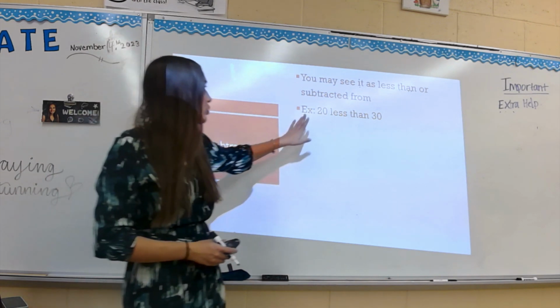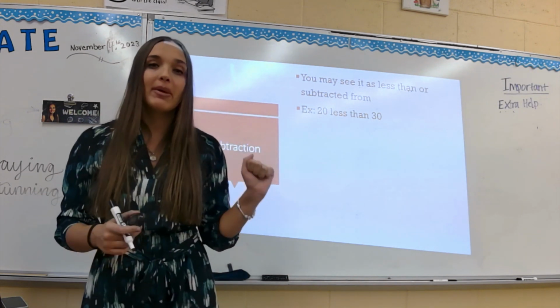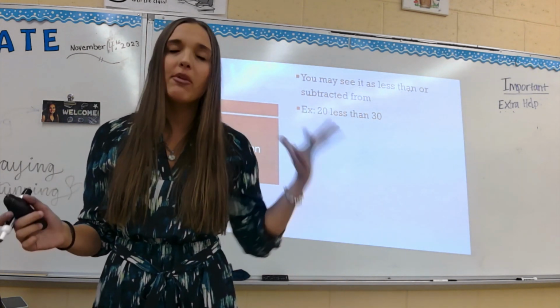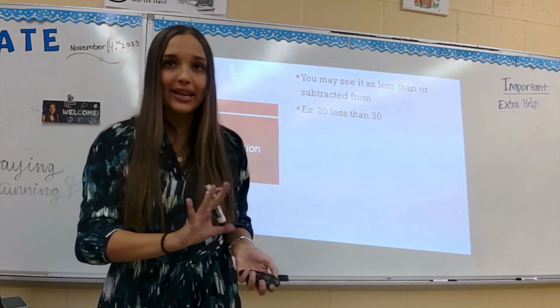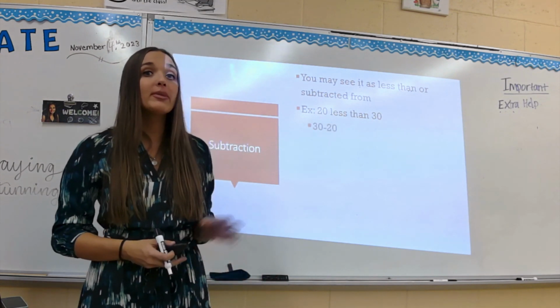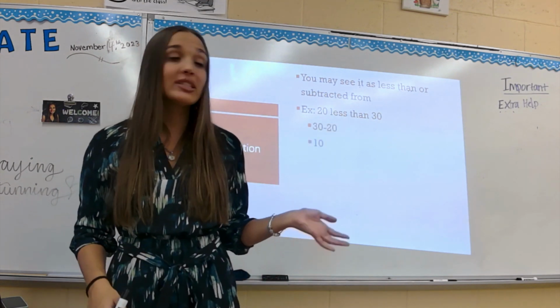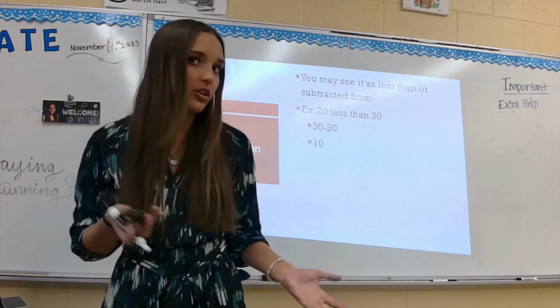However, it would be seen as 20 less than 30. And some of us might think, oh, we do 20 minus 30. However, we have to think logically. 20 less than 30. That means we're taking 20 away from 30. We're subtracting it away. So that's going to be 30 minus 20, which is 10. If we did it the opposite way, we would get a negative 10, which clearly they're not the same answer.